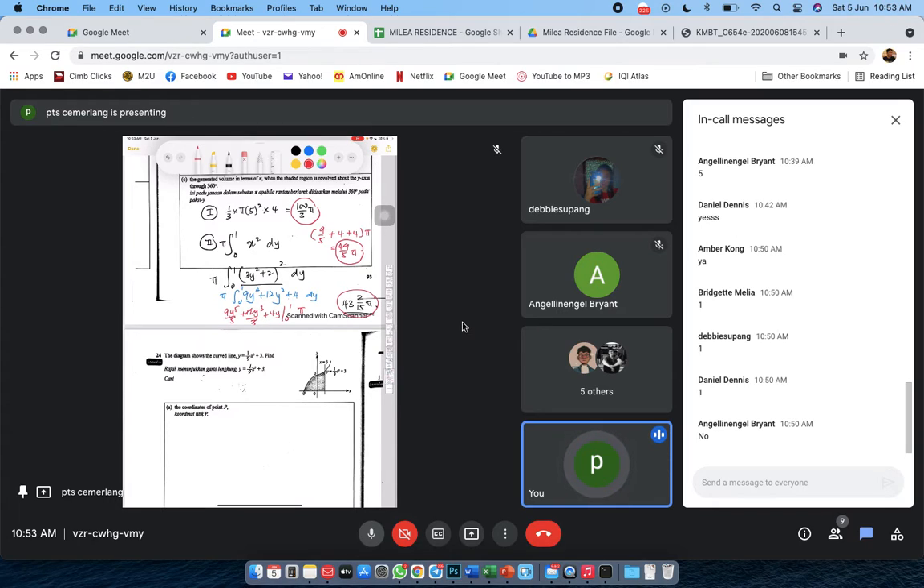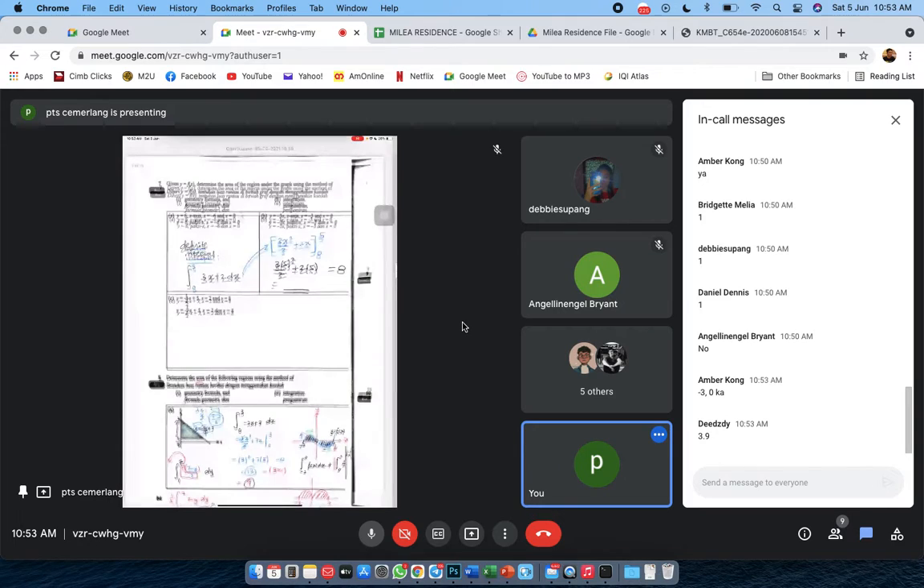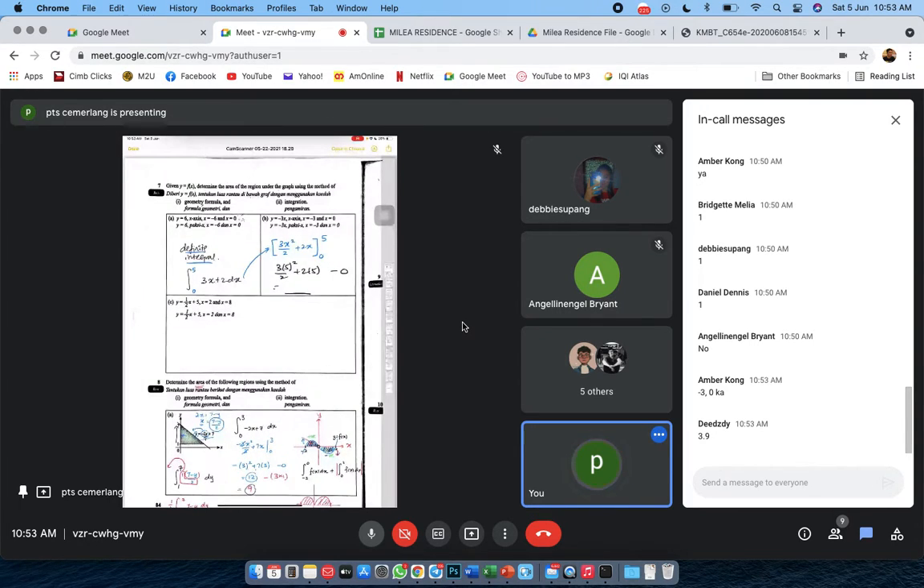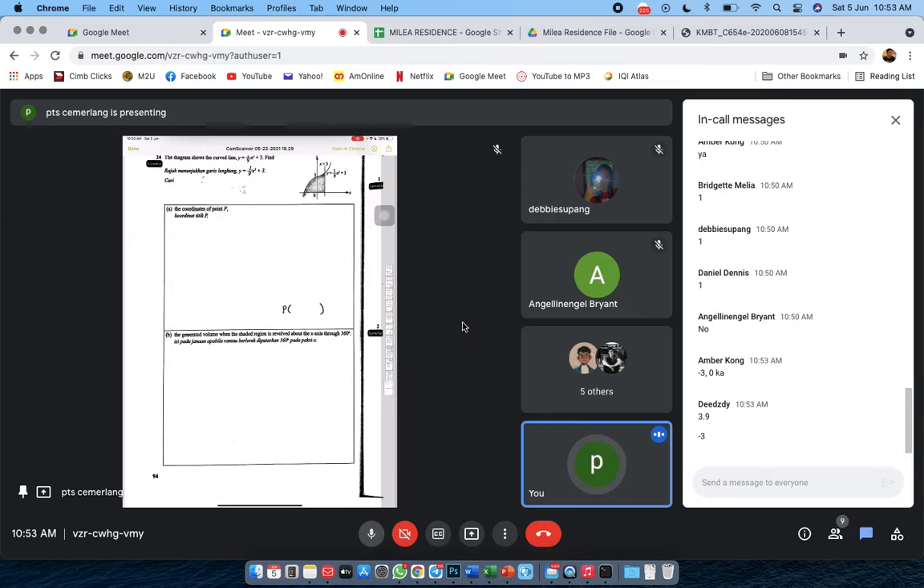Okay, so after question number 23, kita tengok question number 24. Anyone got the value of point P? Can you share with me your answer if you got it? Negative 30. Negative 30 is correct, Amber. 3.9 kah? How come you get 3.9? No, it's not 3.9. It's negative 30. Amber is correct. Good job, Amber.